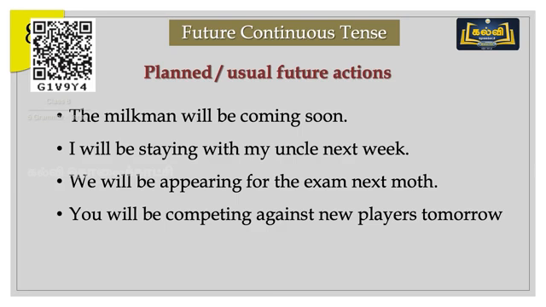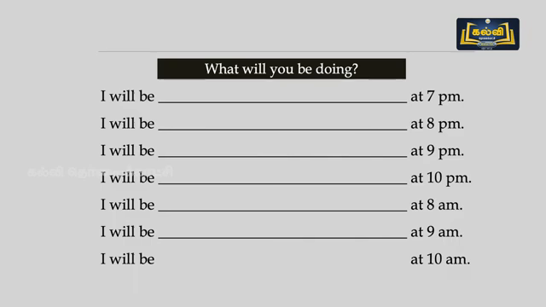Okay, now the question. What will you be doing? Look at the pattern. What will you be doing? I'll be doing this at 7 a.m. Look at these questions with blanks. I will be blank at 7 p.m. What will you be doing at 7 this evening? I'll be doing my homework. Then 8 p.m., I'll be having my dinner. At 9 p.m., I'll be watching TV. I'll be sleeping at 10 p.m., and I'll be getting ready for school at 8 a.m. in the morning tomorrow, and I'll be going to school at 9 a.m. tomorrow, and I'll be attending classes at 10 a.m. tomorrow. So you are expressing future actions which will be in progress at a certain point of time in the future. You get it? Okay, well done.